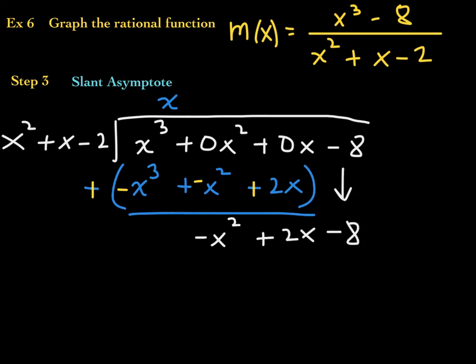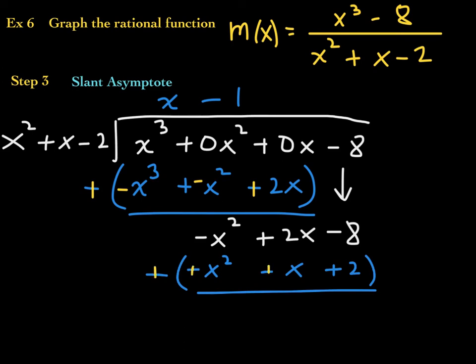Now, x squared times negative 1 will give me negative x squared. Multiply all of your divisor by negative 1. You will get negative x squared, negative x, plus 2. Don't forget we are subtracting, and we will add the opposite. So adding positive x squared, positive x, and a negative 2. This leaves you with a remainder of 3x minus 10.